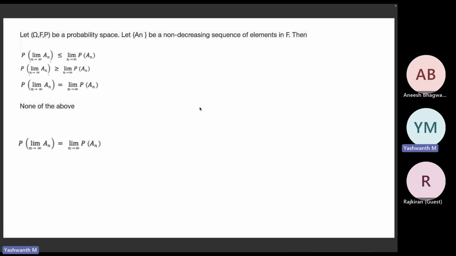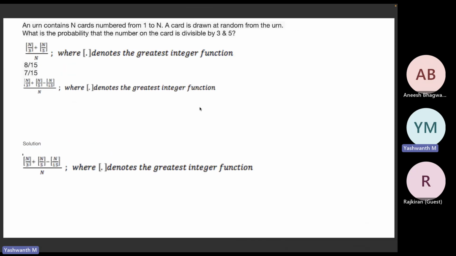Okay, so that was a question, and this is a very simple question. I want you to give an attempt. An urn contains n cards numbered from 1 to n. A card is drawn at random from the urn, and what is the probability that the number on the card is divisible by 3 and 5? Basically, you have 1 to n numbers and you draw a number from them. What is the probability that it is divisible by both 3 and 5? You can see the answer, and you have to justify why it is the case.